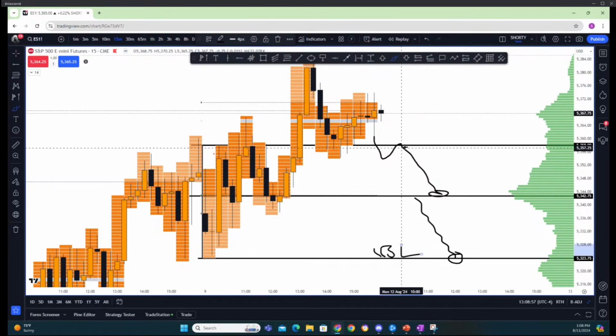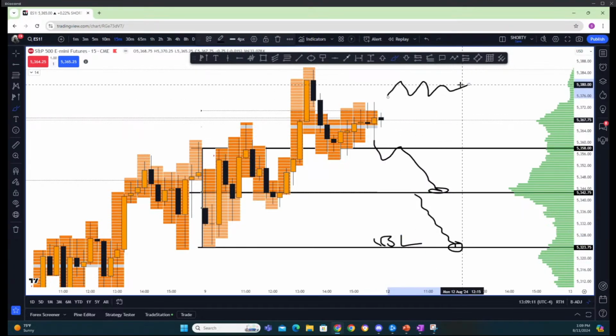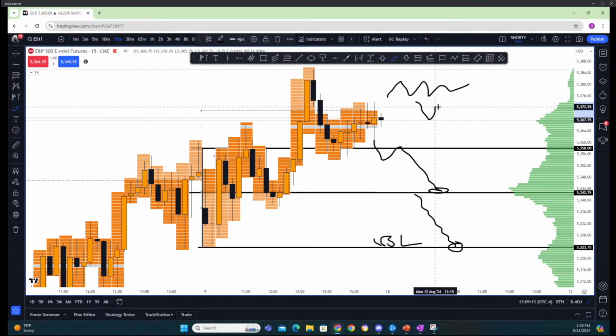So these would be the two levels, dependent on where we open, right? This is our IBH, this is our value area high. Depends where we open tomorrow. Let's say we open above PD value area high, but below the range somewhere in here. And then we crack that value area high. Probably this is the first level you're going to go to.